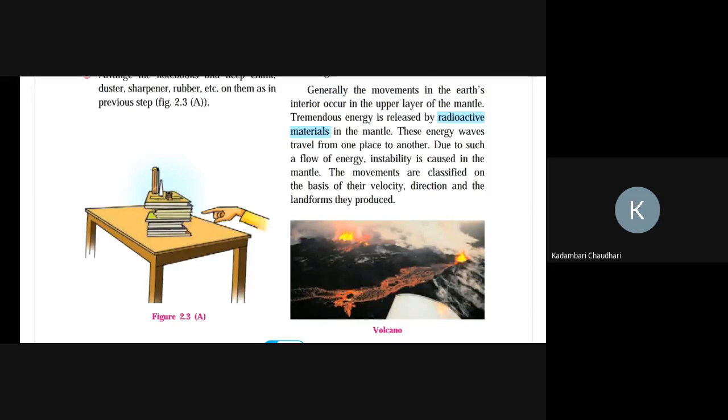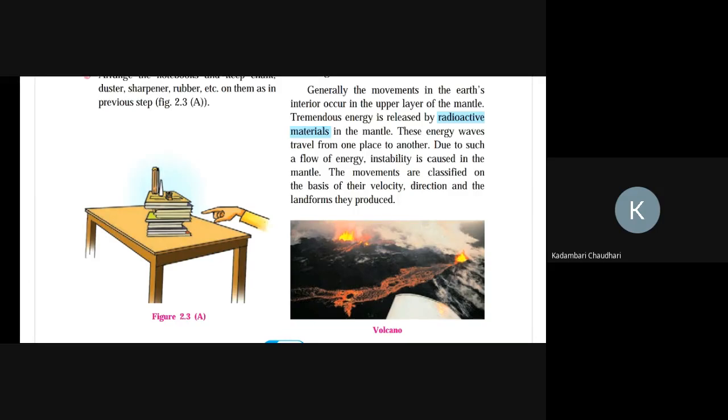Okay, so radioactive materials are present inside the earth's crust, and because of that heat is produced and that energy is tremendous. These energy waves travel from one place to another. What happens inside the earth's crust or interior? All this energy that is being released by the radioactive materials, these energy waves are traveling from one place to another place inside the earth. Okay, due to such a flow of energy, instability is caused in the mantle.